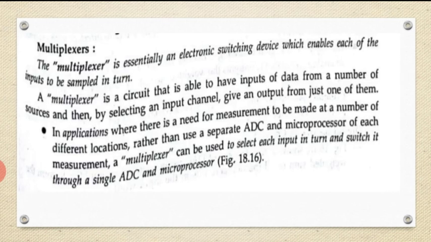Next is the multiplexer. You have already come across this. A multiplexer is essentially an electronic switching device which enables each of the inputs to be sampled in turn. It is a circuit that is able to take data inputs from a number of sources, and by selecting any input channel it gives only one output.